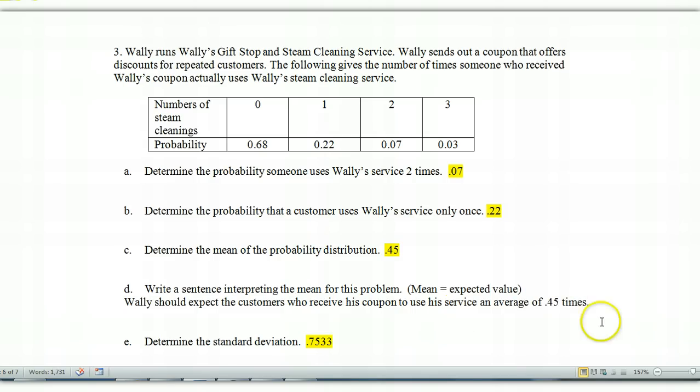So that's what we mean by the interpretation of a mean. If you have a probability distribution, whatever these numbers represent, the number of steam cleaning services, that's what this is the expected value of. It's the expected value of times people will do this. So Wally should expect the customers who he gave those coupons to use that service however many times that expected value says.